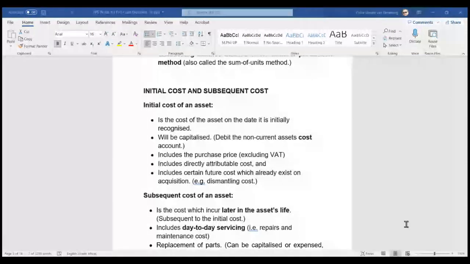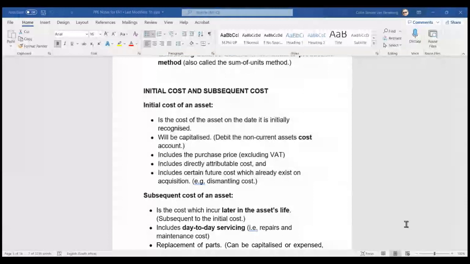And then in each subsequent year, you are going to use the carrying amount at the beginning of that year as your depreciable amount, right? So really what the difference is how you arrive at your depreciable amount. In the case of the diminishing balance method, in the first year, it's only the cost. In the second year, it's the carrying amount at the beginning of that year.